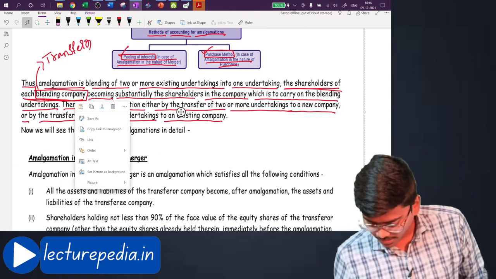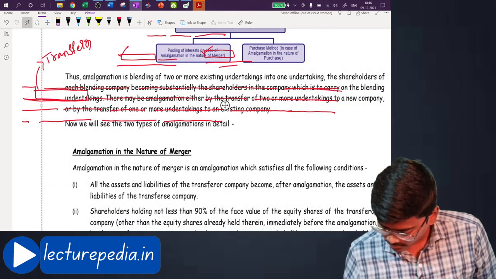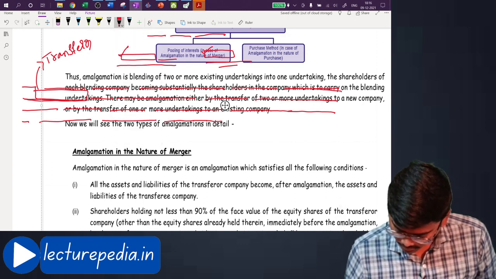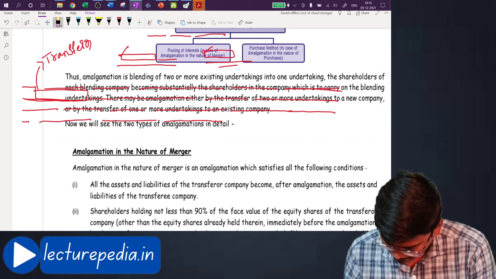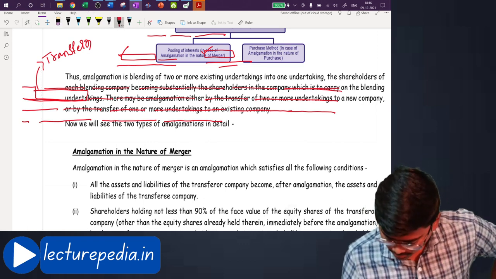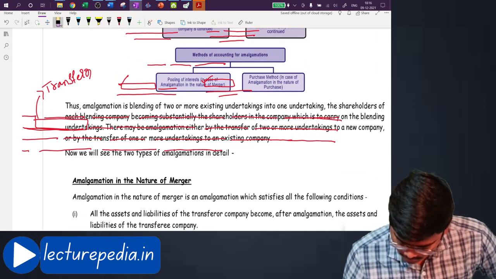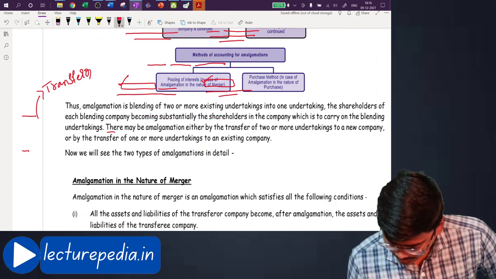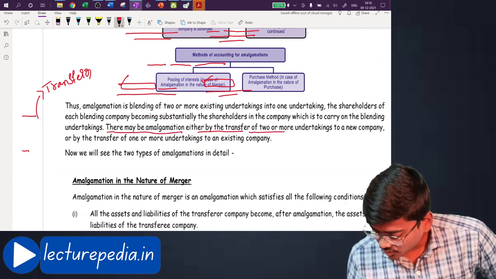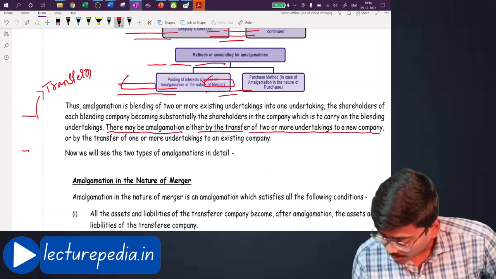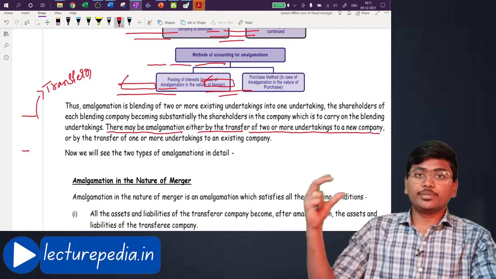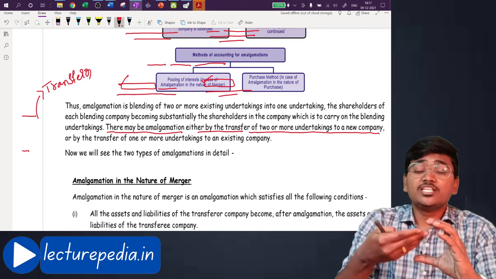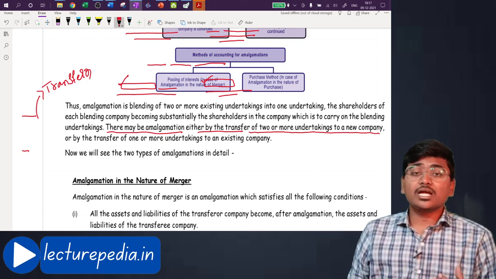What he says, there may be amalgamation either by transfer of two or more undertakings into a new company. That means company A limited, B limited becoming AB limited, which is completely a new company. That is, AB limited was not in existence previously, but now a new company AB limited has come into existence by amalgamating A limited and B limited.